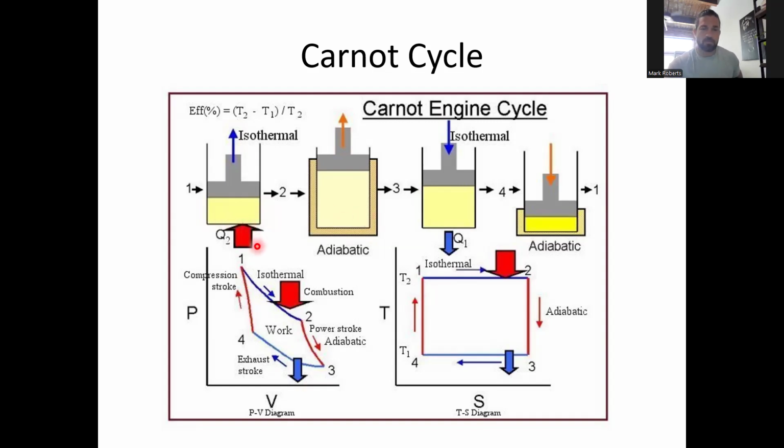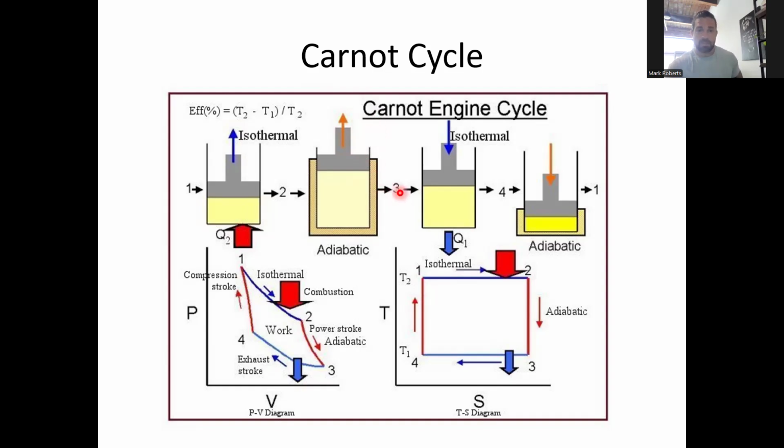Once we remove the cylinder from the reservoir and we insulate it again, in these conditions the pressure at the higher temperature of the gas is going to be higher than the pressure on the outside, so the piston's going to continue to move until the pressures are equal.